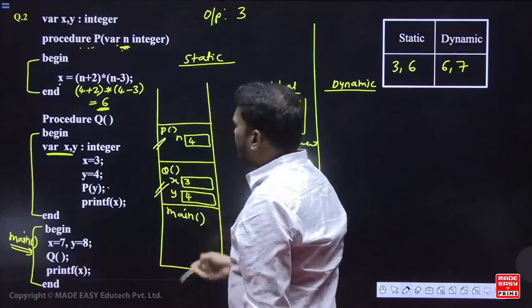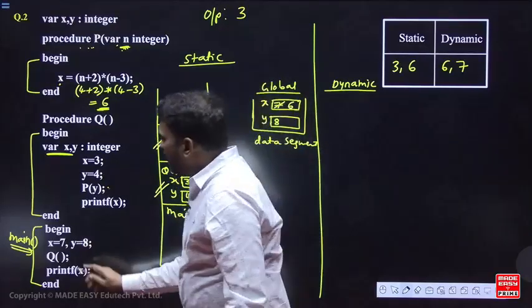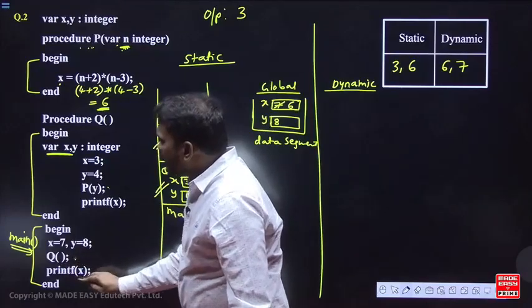Go back to the previous calling function. Who called your q? Okay, main. So go back to the main here. इधर से गए थे अपन, इधर से गए थे. Once you come back to main, you say printf x.